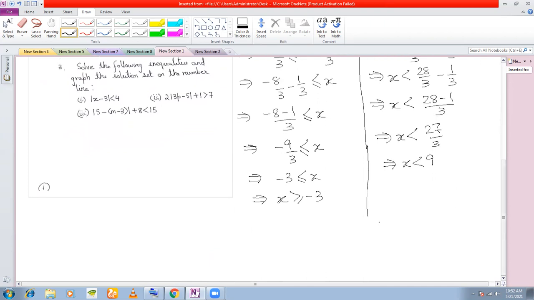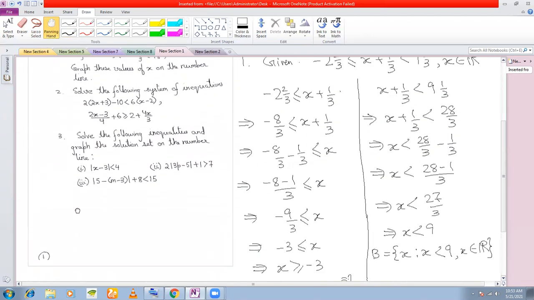Now if you remember, as I told you back in class 10, you're getting two solutions of two different inequalities. So what should be the solution set of this? Say the solution set of the first is A. We write x such that x greater than or equal to minus 3, x belongs to R. And the solution set of the second is x such that x less than 9, x belongs to R. Both are infinite sets. So what should be the solution set of the given inequality?